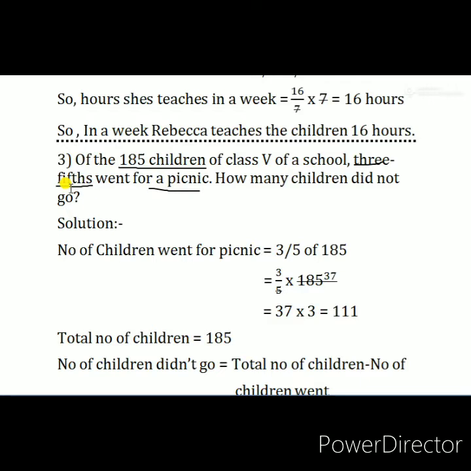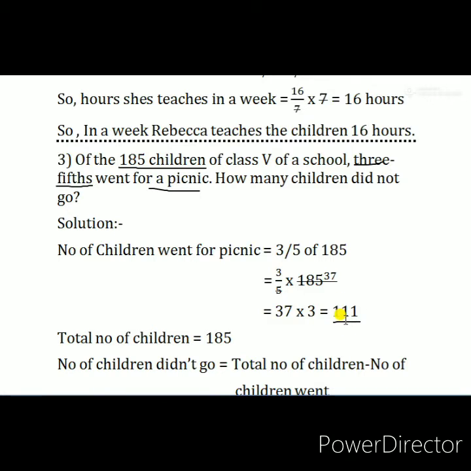Find out the solution. First we have to find the number of 3/5 of 185. So the number of children who went for a picnic we have to find out. That I am showing here. The number of children who went for a picnic is 3/5 of 185. How can we find a part of one number? 3/5 multiplied by 185, so we will get the answer. 185 easily divides by 5. The answer is 37. 37 multiplied by this 3 is 111. So the number of children who went for the picnic is 111.